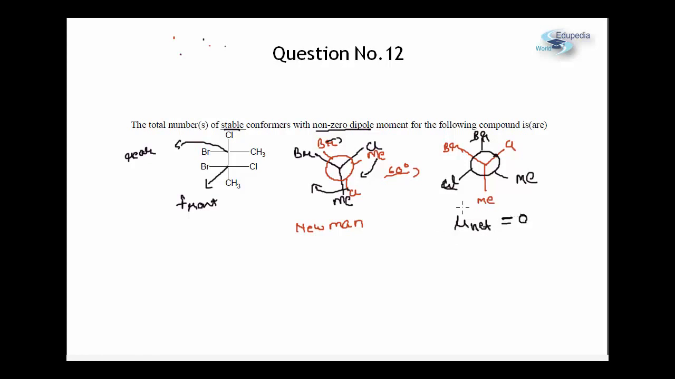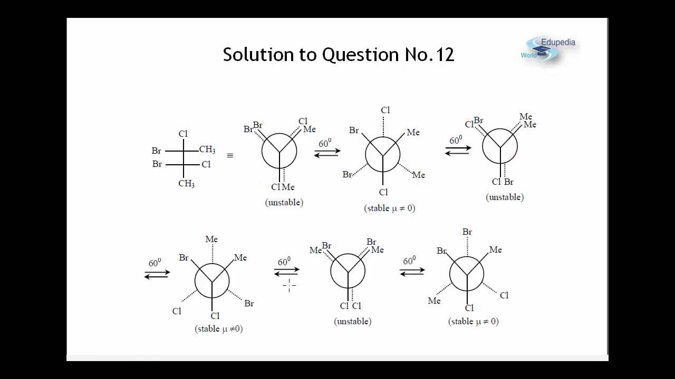Fine. Similarly, I'll have three more possibilities when Br is at this position, that is in place of Me I have Br, and similarly when Br is at this position, that is in place of Cl I have Br. So as a matter of fact, I have also drawn all the options for you.